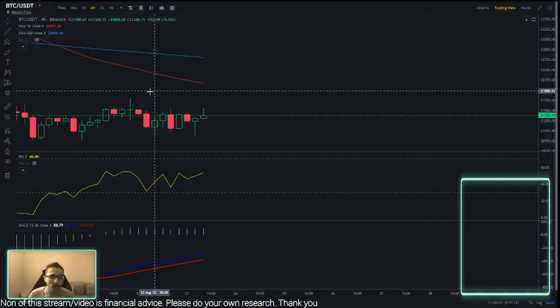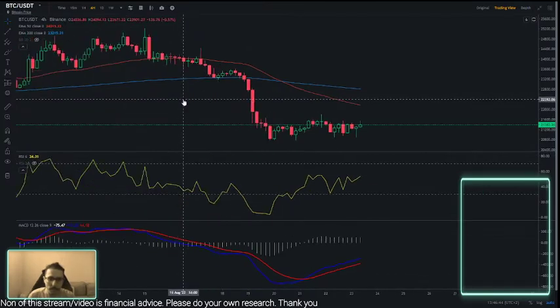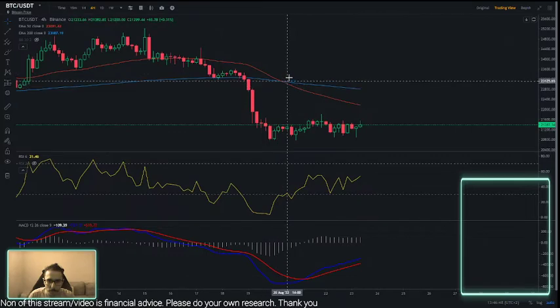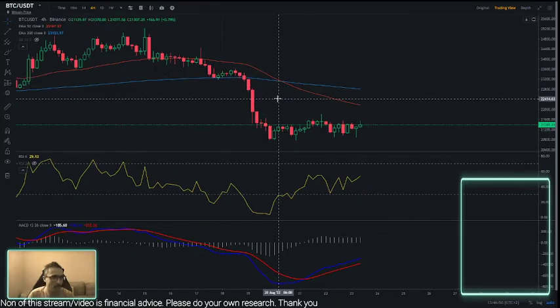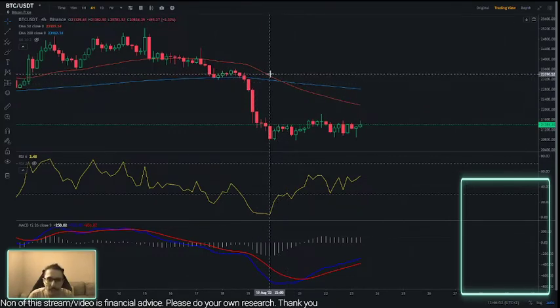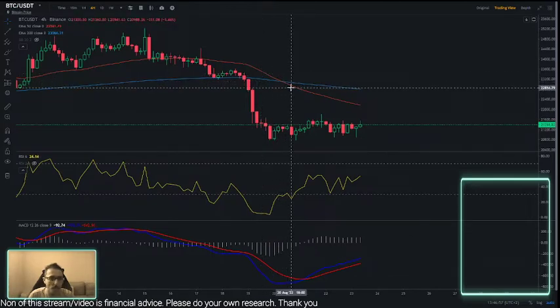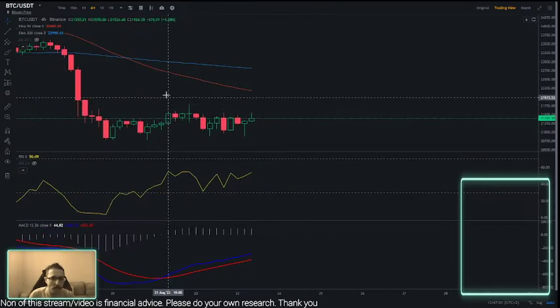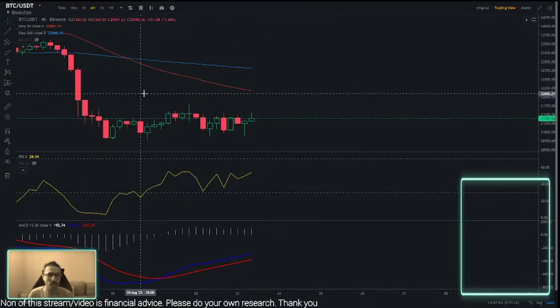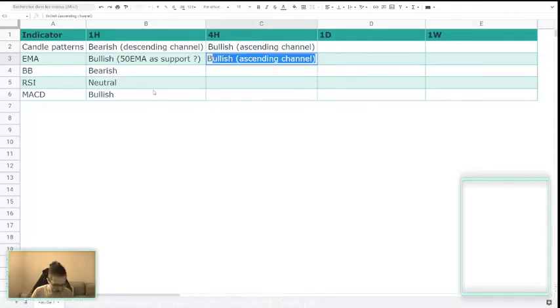Alright, so EMAs. What we see here, once again, if I recall correctly, is the 50 EMA crossing the 200 days EMA, and this, I believe, is called a death cross. So that's pretty much bearish. So bearish here, death cross.